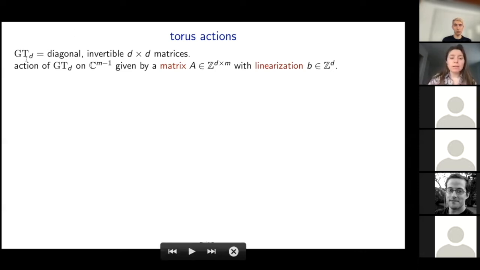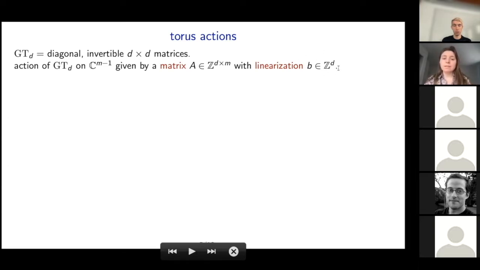Okay, then the action of this group on complex, this should be M, not M minus 1, complex M-dimensional vector space is given by a matrix of integers together with a linearization, so a vector of integers.